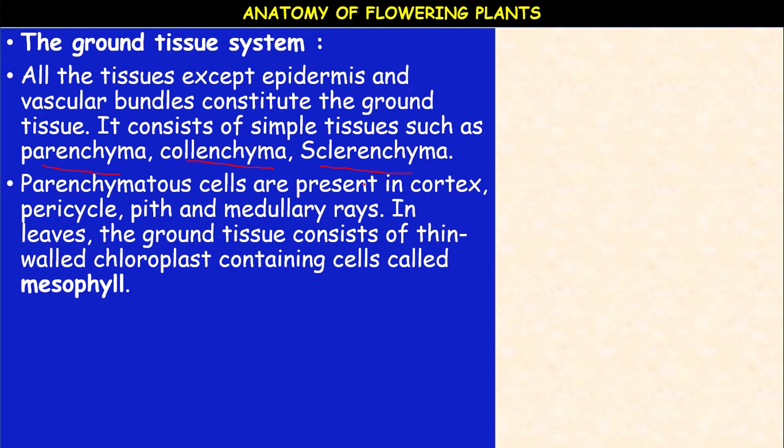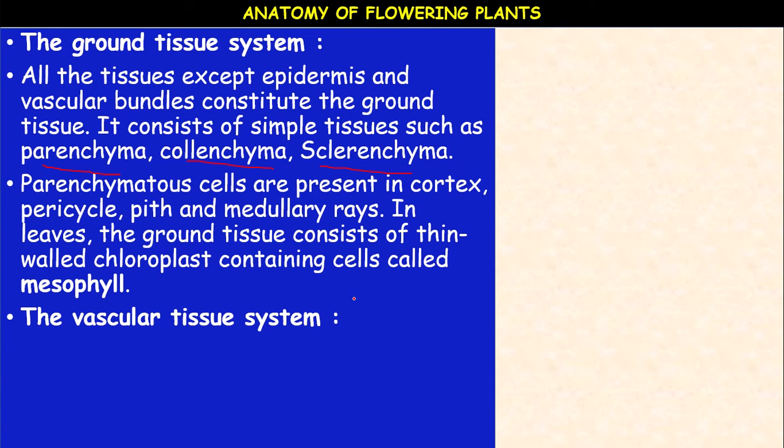The parenchymatous cells are present in the internal organs. If you take a cross section of the plant parts, we study these parts like cortex, pericycle, pith, medullary rays, etc. So, this is about the ground tissue system, the basics we are discussing.